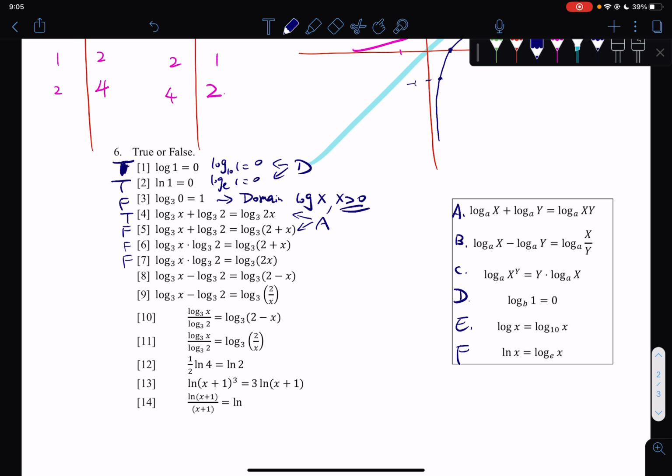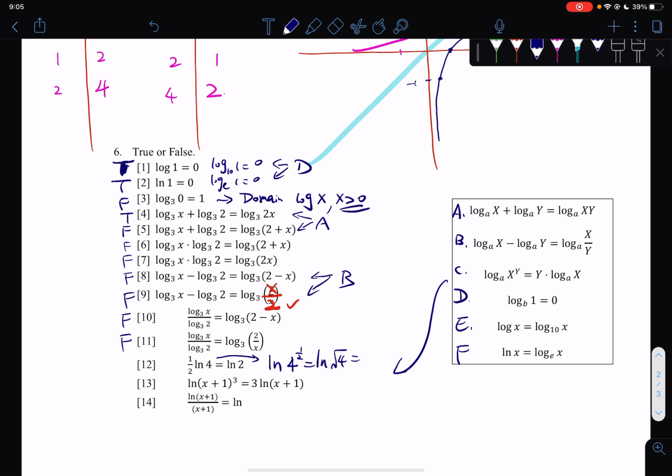If I have two log functions doing subtraction, it must be division. So I'm going to look at structure B for both of them and realize both of them are false. This one has to be flipped, so it should have been x over 2 here in order for it to be correct. The next problem is division of two log structures. We don't have a formula that looks like that, so they are both false. The next problem, the left side of it, according to property C, is log of 4 to the 1/2, which is square root, therefore it's ln of 2, which is true here. The next problem again is property C, which is also true. The last one is false.